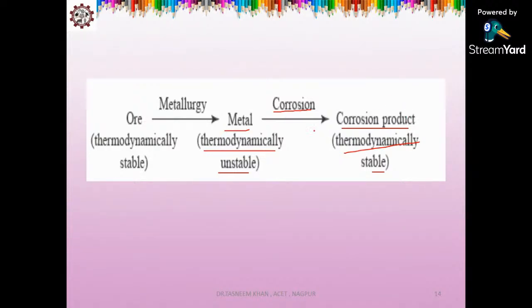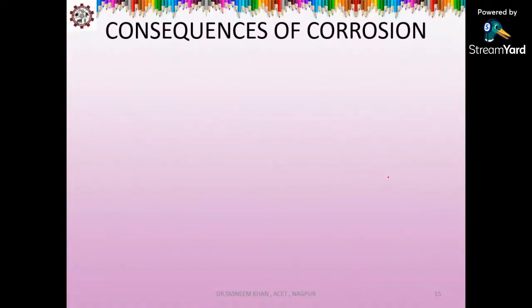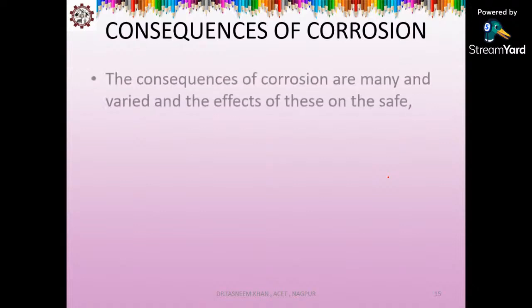So here what is being done, the metal was unstable, it wanted to acquire stability, hence it reacted with the atmospheric component, and you see the formation of corrosion product which is stable in nature. ठीक है, समझ में आया? सो हायर एनर्जी स्टेट से लोअर एनर्जी स्टेट, लोअर एनर्जी से हायर में आया, हायर से वापस लोअर एनर्जी स्टेट में आ गया. Fine. Now let's talk about the consequences of corrosion.